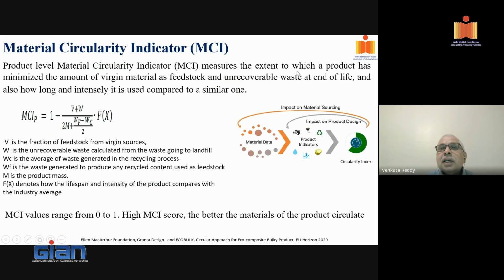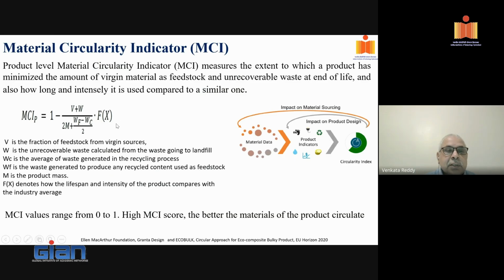The indicator measures the extent to which a product has minimized the amount of virgin material. You cannot go on exploiting using the virgin material as feedstock. You have to reuse the material if at all you want to care for the earth. Okay, and the unrecoverable waste at end of life, and also how long and intensely it is used compared to a similar one.